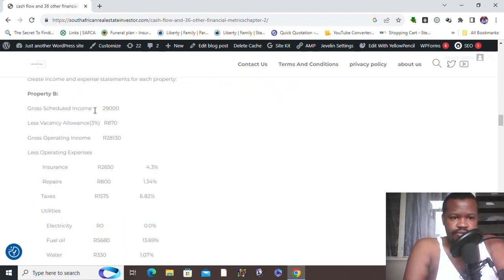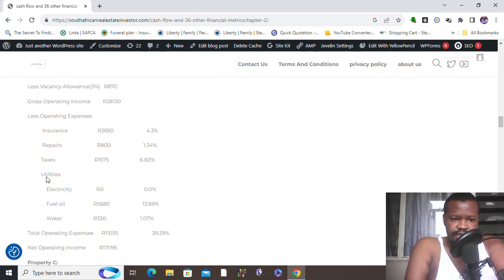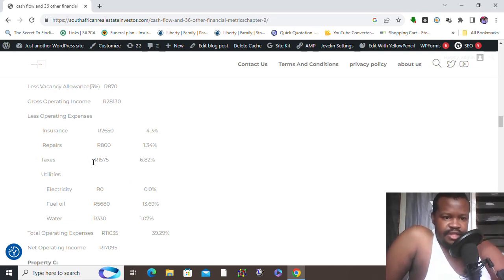Gross scheduled income of 29,000, less vacancy allowance of 3%, 870. Gross operating income of 28,130. Less expenses of insurance 2,650, which amounts to 4.3%. Repairs 800 Rand, which amounts to 1.34%. Less taxes, 1,575, which is 6.8%. Where the utilities are electricity, where you don't pay any electricity. Fuel oil 5,680, which is 13.69%.